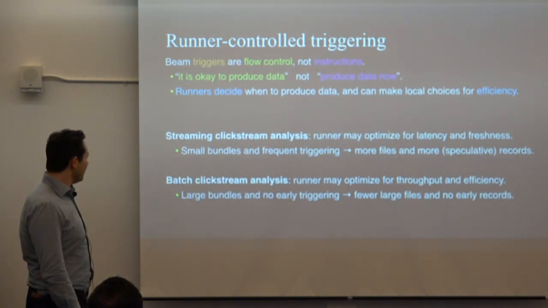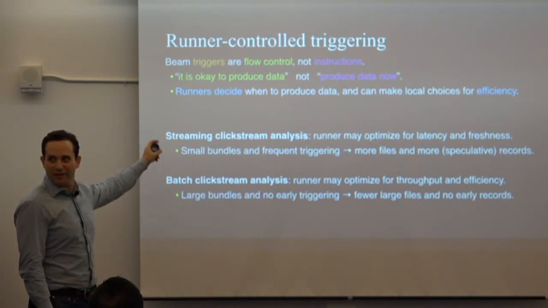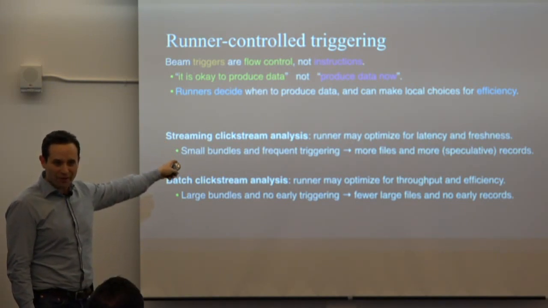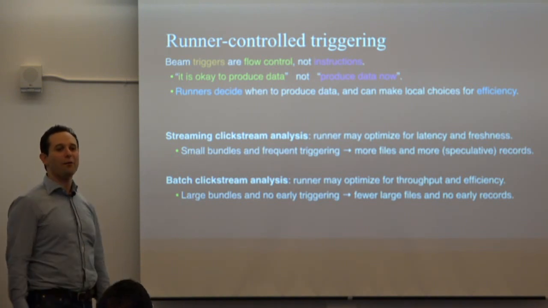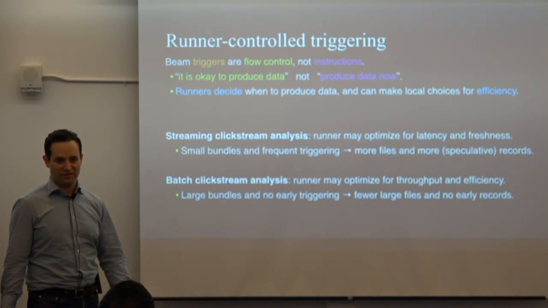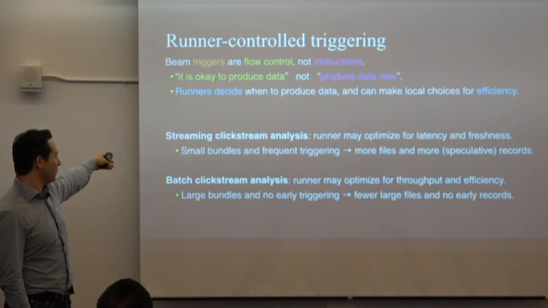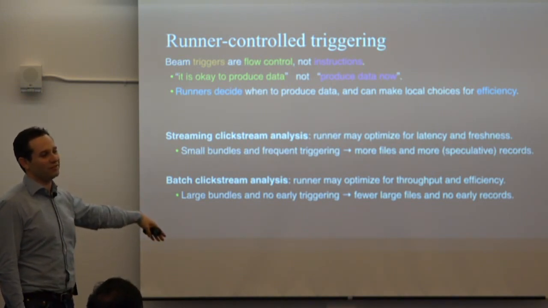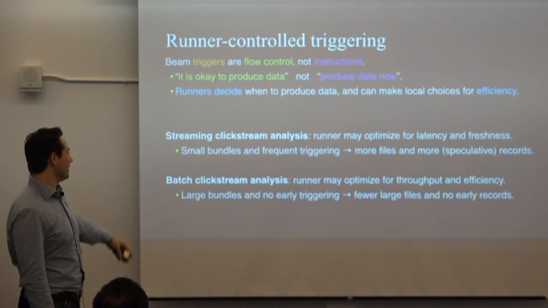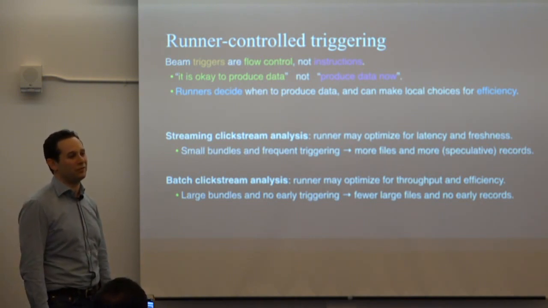The last thing I mentioned is triggers. The triggering API the users give is instructions to the runner, but as we already saw with the batch runner, it's up to the runner to decide how to interpret the triggering instructions that the user gives. Streaming runners may try to take your trigger instructions very, very literally. You say trigger every 1 minute, they trigger every 1 minute. A batch runner may decide, I'm just going to ignore all your triggers because I'm a batch pipeline and I'm not really giving much of an answer until the end anyway.